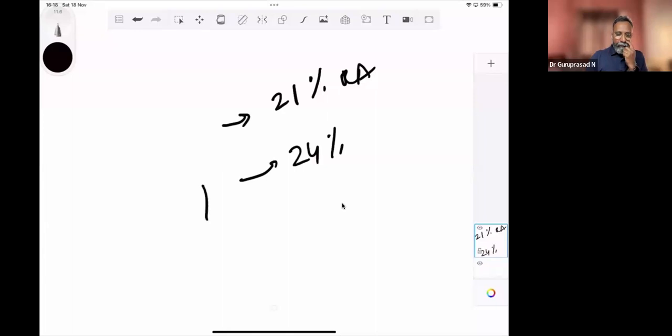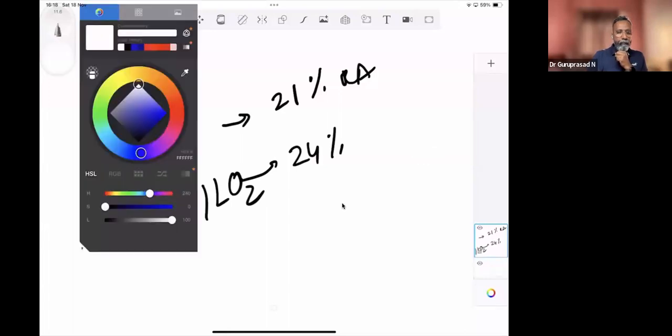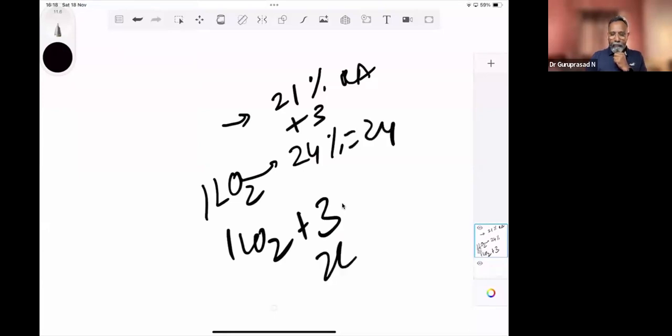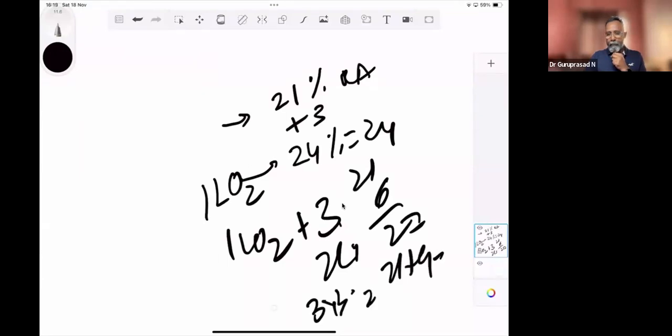If you are using 1 liter of oxygen, you have to add to the 21%. For every liter of oxygen, you add 3 to the FiO2. If 1 liter is added, 21 plus 3 is 24%. If 2 liters is added, 2 into 3 is 6, and 21 plus 6 is 27%. If 3 liters of oxygen is used, 3 into 3 is 9, and 21 plus 9 is 30%. So this is how we calculate the FiO2, depending on the liters of oxygen.